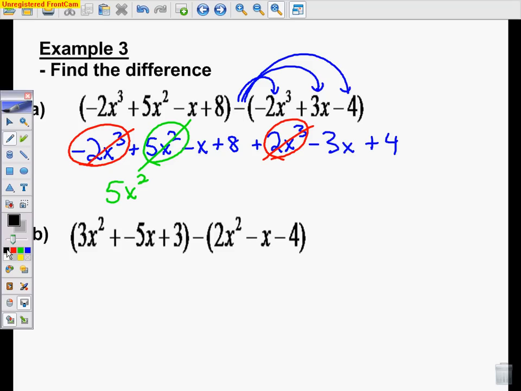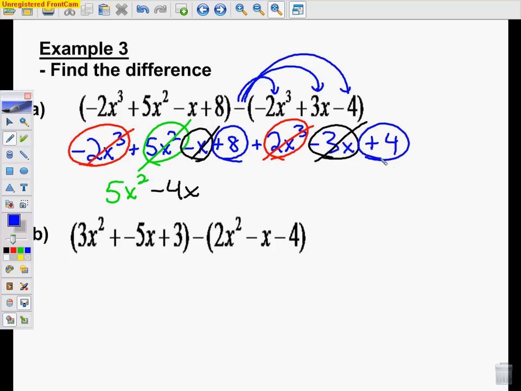Next, we'll deal with our x. We have a negative x and a negative 3x. That combines to be negative 4x. Remember, when you add like terms, the terms don't change. And then lastly, we have a positive 8 and a positive 4. 8 plus 4 is 12. And those are gone. And there we go.